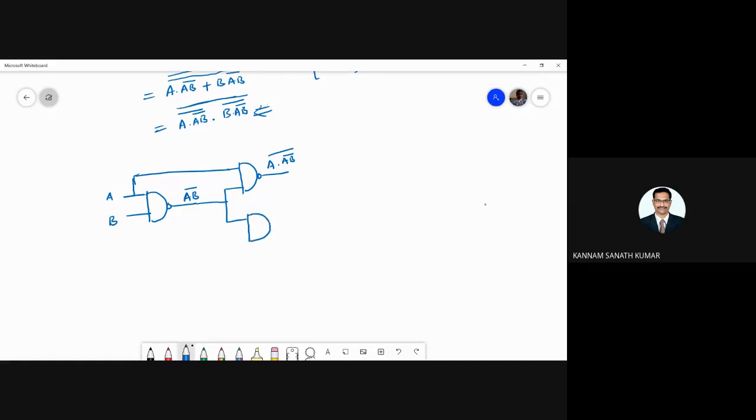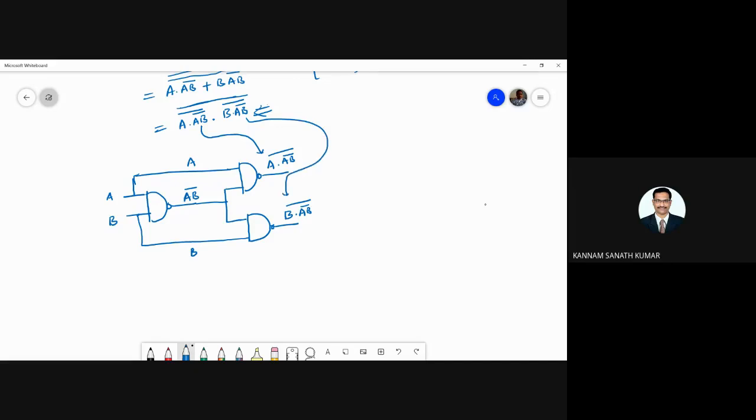Now, this is one more NAND gate. So one more input is getting here. So this is A and this is B. So if you see, this one is B into AB bar whole bar. So this term is nothing but this one.